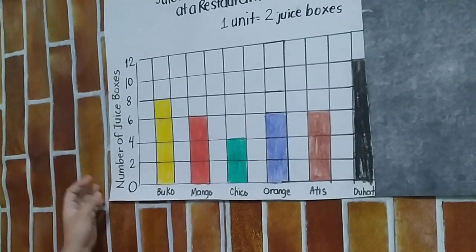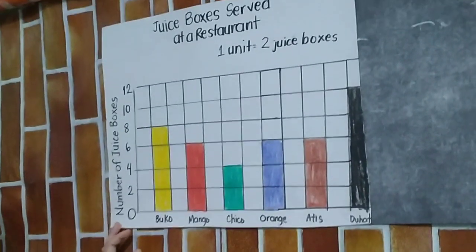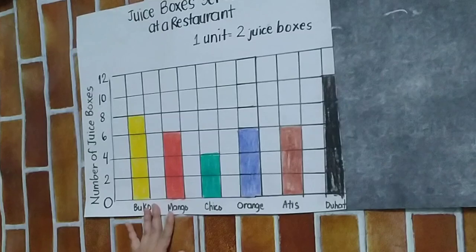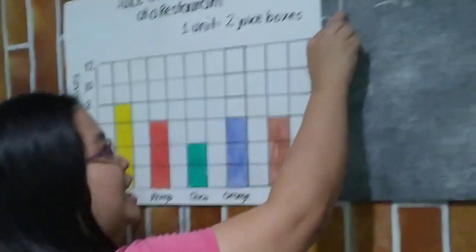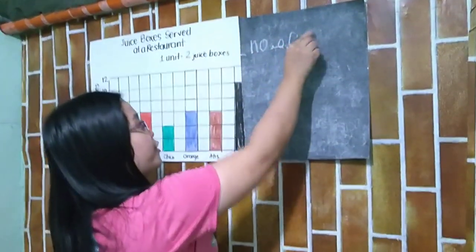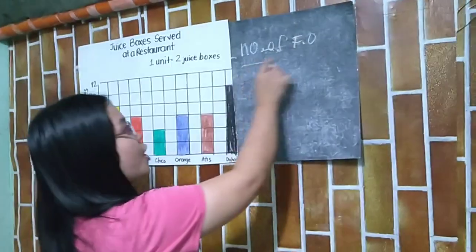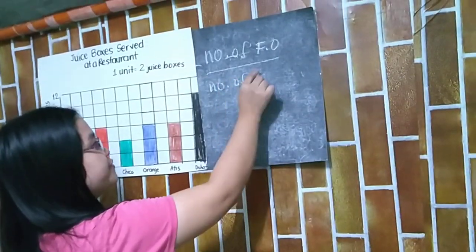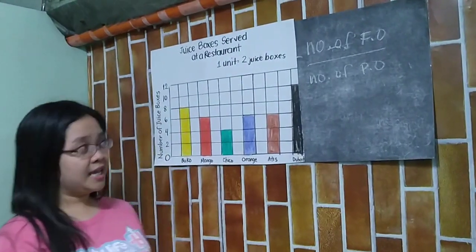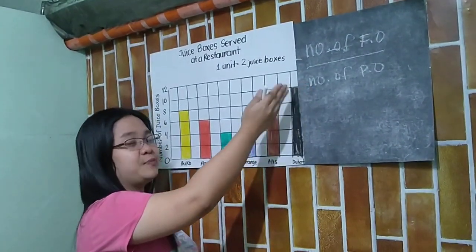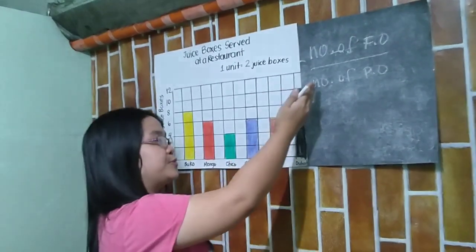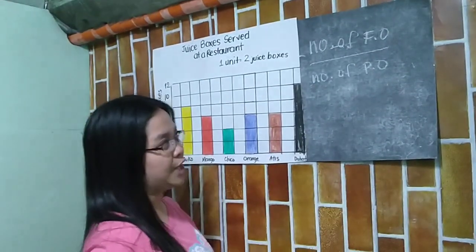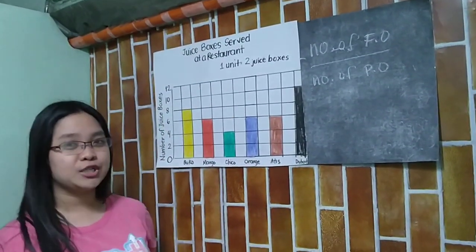Okay. With this particular graph, we will also apply the knowledge that we have about probability. Remember, yesterday, we studied about probability in numbers, wherein we follow the formula number of favorable outcome over the number of possible outcome. And for this formula, we can see that the probability is expressed in fraction form, right? The number on top represents the favorable outcome, and the number below represents your possible outcome.